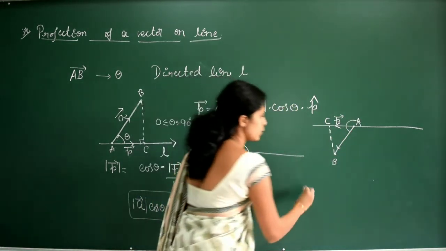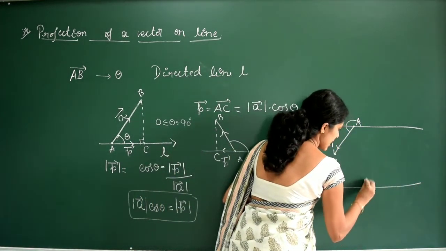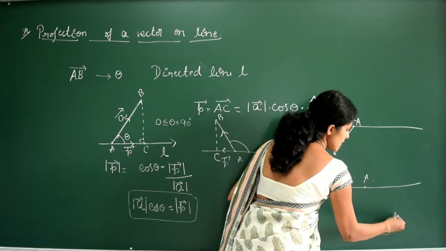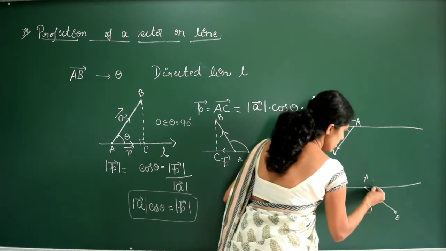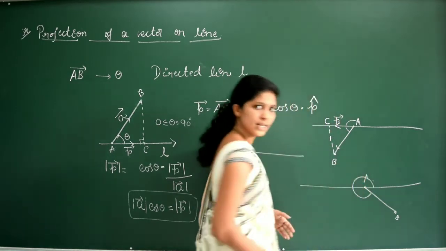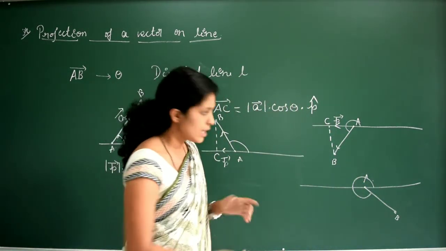If it is in the fourth quadrant, here I can see this as A and somewhere B is there. So this is the line and here this is the angle more than 270. It is in the fourth quadrant. Now what I have to do?